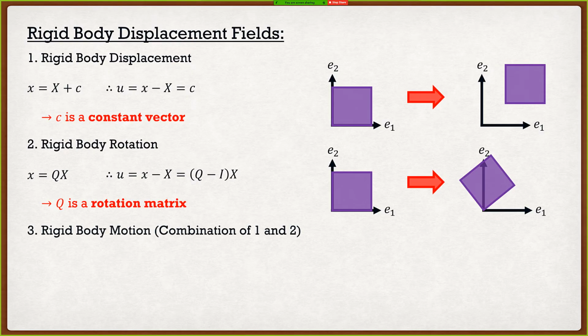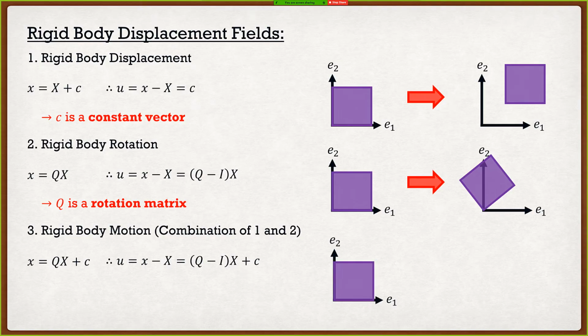So the third one, as you can imagine, is called rigid body motion. This is the one you have probably heard the most, and it's basically just a combination of 1 and 2. So our position function can be Qx plus c. Therefore, our displacement function can be (Q minus I) times x plus c. If we were to take our plate and apply this displacement field to it, what we can see is that we both rotate our plate as well as translate it. But again, we have not dealt with any sort of strains up until this point, or any sort of deformation.